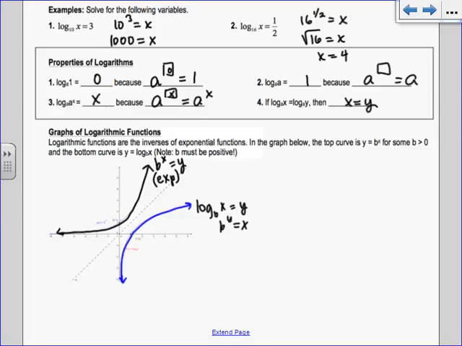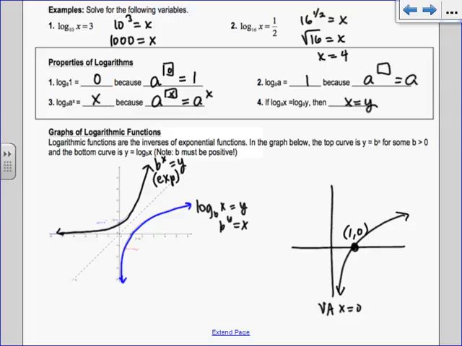All right, so things to notice about a logarithmic function. A logarithmic function, like the exponential functions that went through 0, 1, goes through 1, 0. And the exponential function had a horizontal asymptote. This one has a vertical asymptote of x equals 0. So it's going to get closer and closer to this line, but never cross.